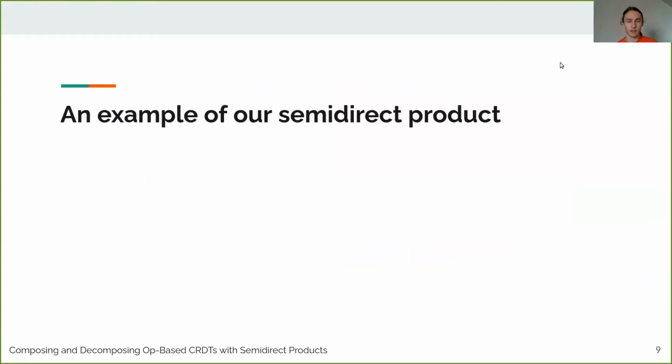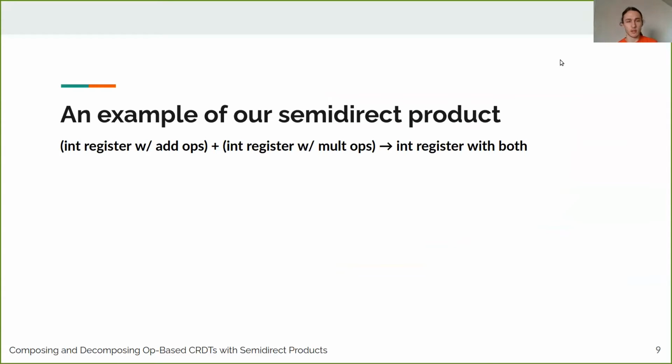Now for the rest of the talk, I want to give an example of how our semidirect product works. In particular, a simple example: we're going to start with two commutative data types, an integer register that has add operations and an integer register that has multiplication operations. And we want to compose them into an integer register that supports both kinds of operations at once. An example of something you can do with this data type is you start in state 1, multiply by 3, and add 1.